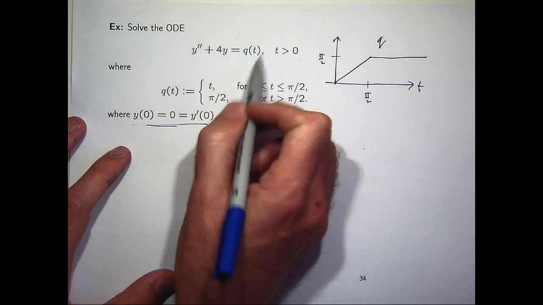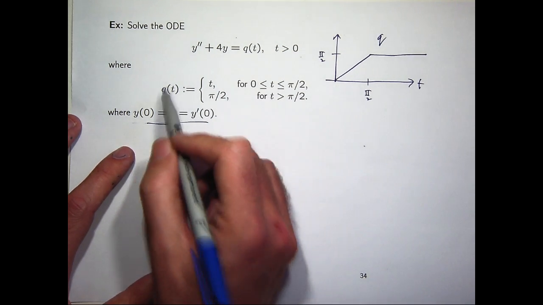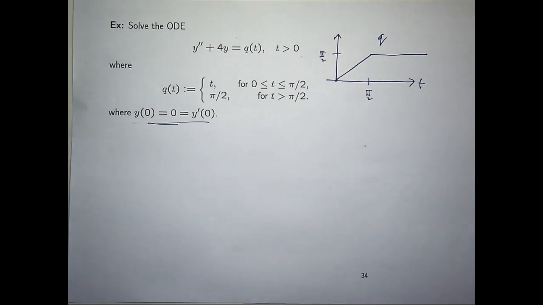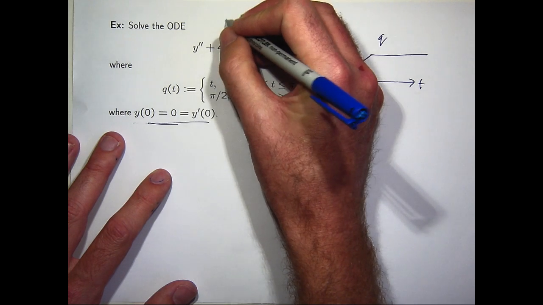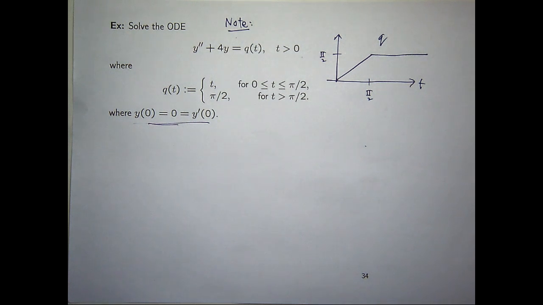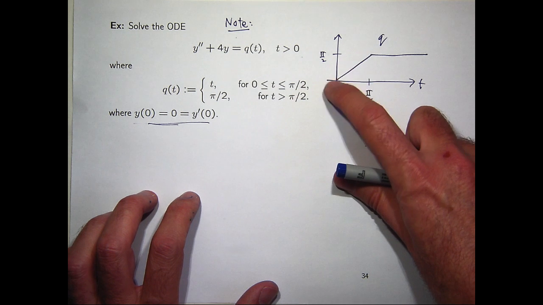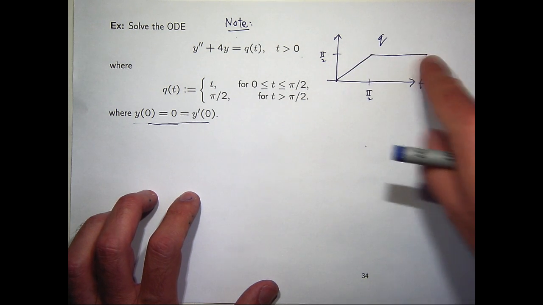So we take the Laplace transform of both sides. Okay, now how do I actually take the Laplace transform of little q? Well, what I would like to do is simplify it. Maybe I can write q in terms of a Heaviside step function. Okay, so in terms of our Heaviside step function, how can I write the function q? Well, you can see initially the function t is happening, and then what happens is the function t gets switched off and I just get this constant value.